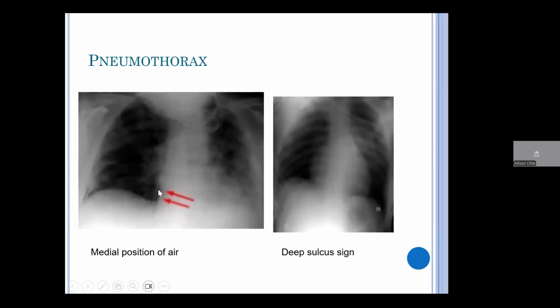This x-ray shows a pneumothorax along the right lower lobe. The other thing that you can see in addition to seeing this air is something called the deep sulcus sign. You can see here that this air actually extends further down below, also indicative of a pneumothorax.